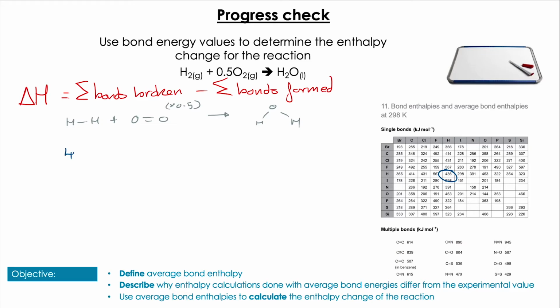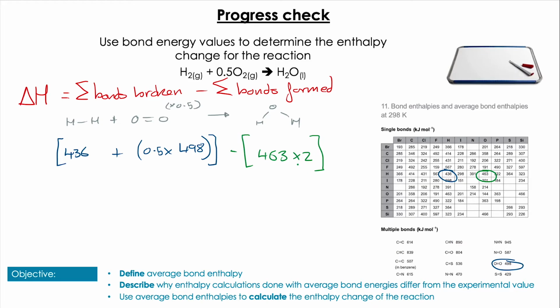Then we just find the values for our HH bond, which is 436. Double bond oxygen is 498 multiplied by 0.5. That is our bonds broken. And our bonds formed is 2 times the oxygen hydrogen, which is 463. Then we do bonds broken, take bonds formed, which gives us minus 241 kilojoules per mole.